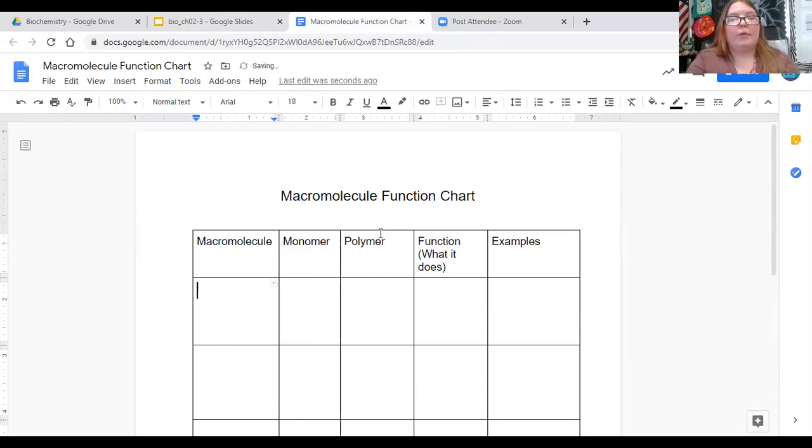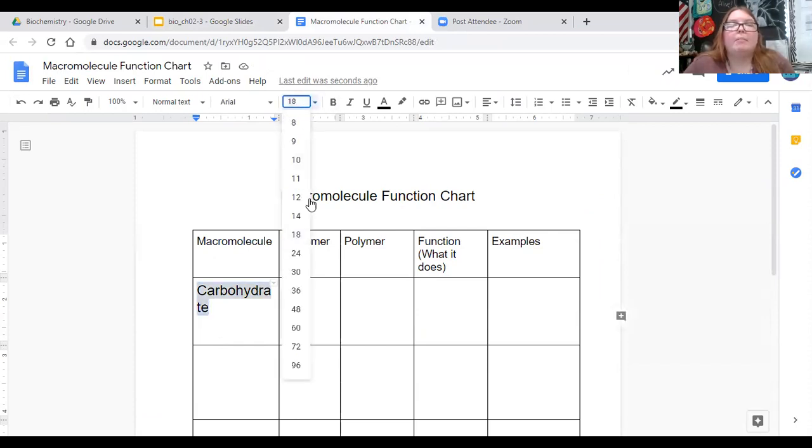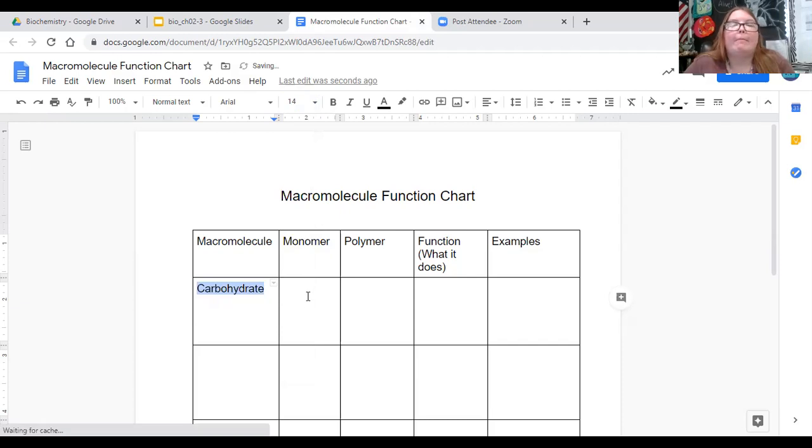All right, so we said carbohydrate. You can resize the boxes if you want. I'm not going to be picky about that. So we said the monomer was what? It was a monosaccharide. A polymer was a polysaccharide. So function, what it did, we said it had a structure function, but it also was quick energy.